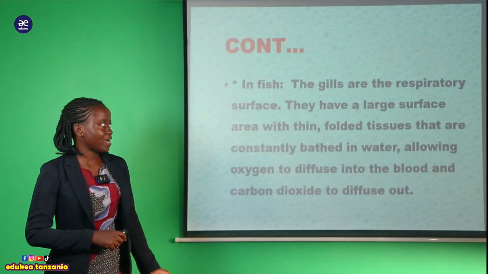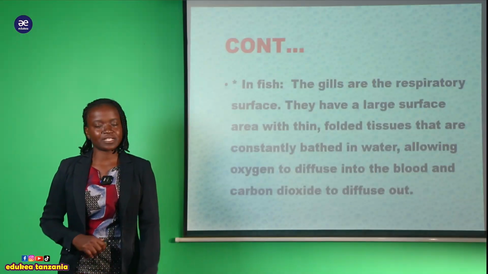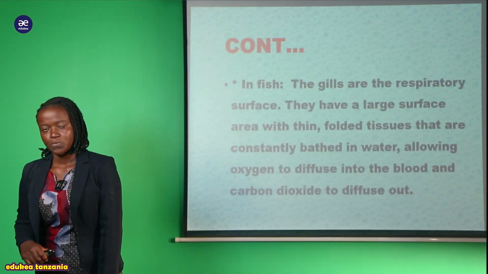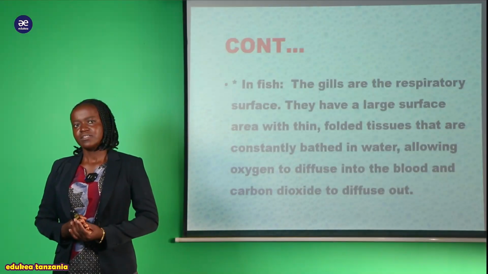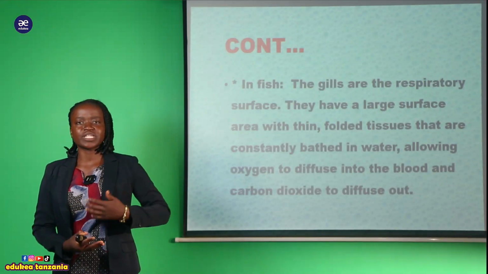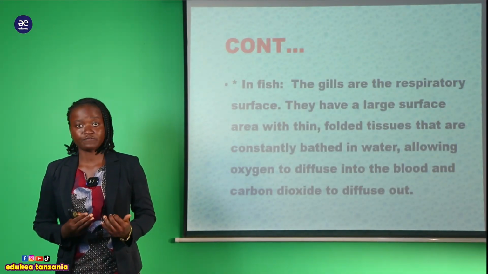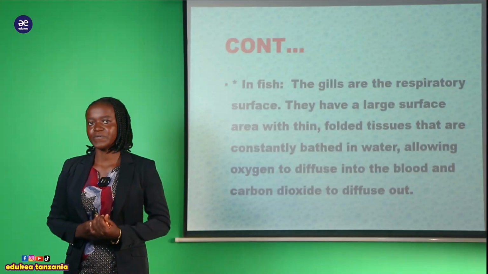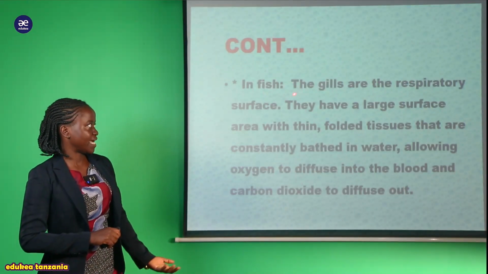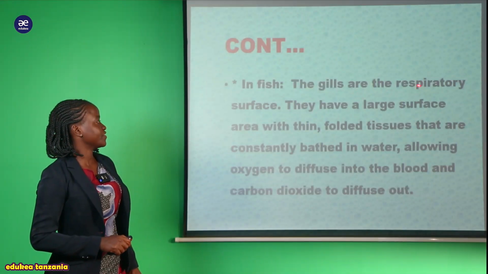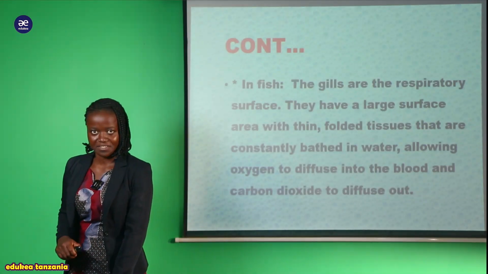But also we have another organism such as the fish. Tunaye samaki. Naye samaki anatumia nini kwa ajili ya gaseous exchange? We have to know also, this is very important. Tunasema kwamba in the fish now, the gills are the respiratory surfaces.